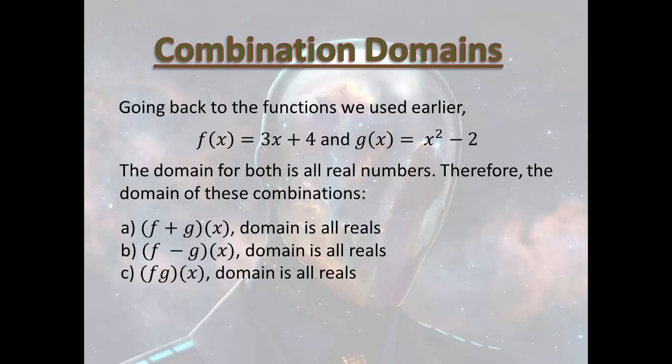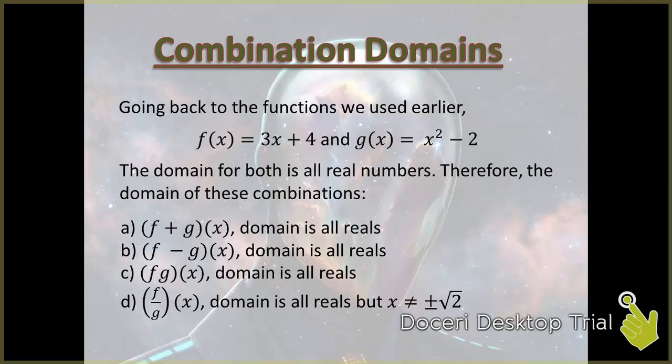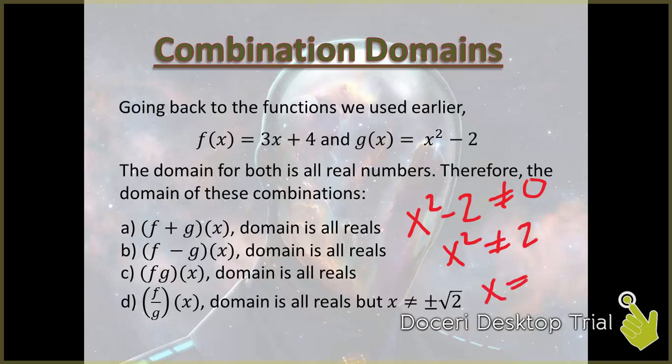The only thing that we have to concern ourselves with is f over g. G of x cannot equal 0. So if you take the steps to figure out what that would be, g of x cannot equal 0. Well, you subtract 2 from both sides, take the square root, x cannot equal plus or minus square root of 2.